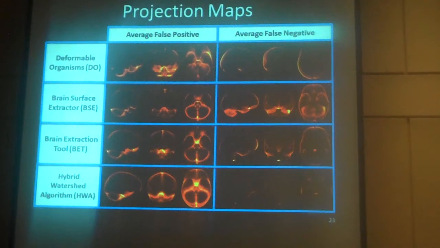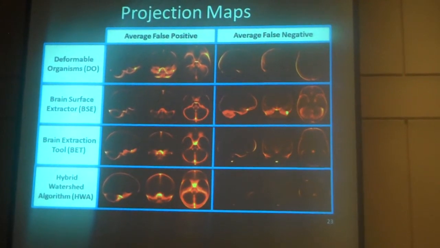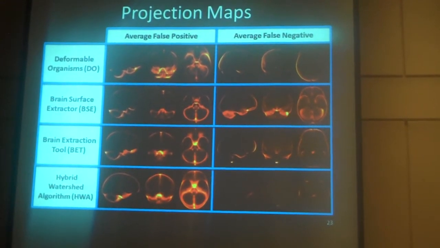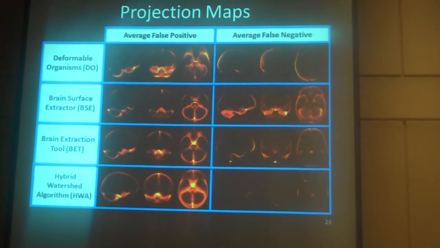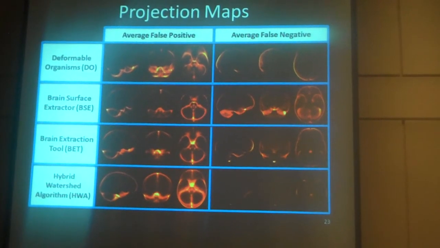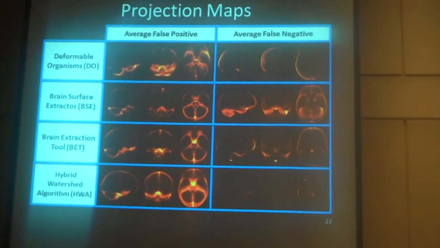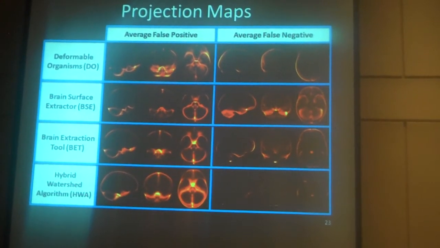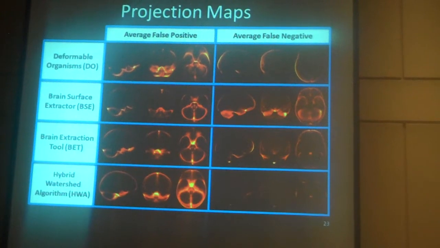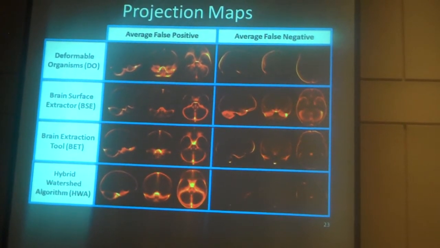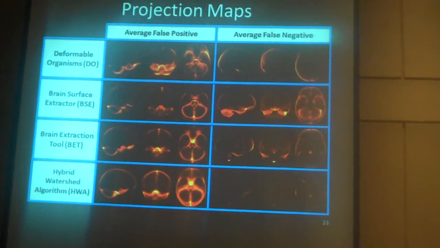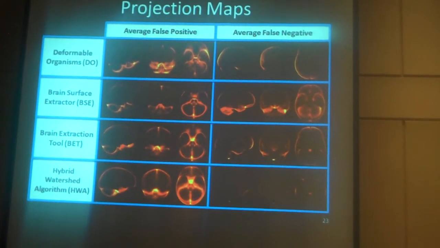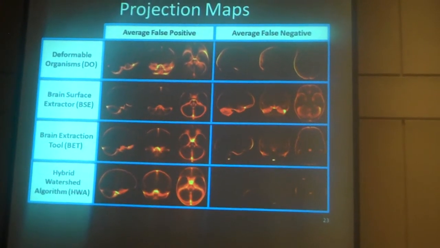The brain surface extractor and brain extraction tool keep too many voxels in the posterior part of the occipital lobe. And the hybrid watershed algorithm includes too many voxels throughout the boundary of the brain. Because of this, it has a very small average false negative error, shown in the second column, which captures where your algorithm crops out too many voxels. Our deformable organisms method did do a good job at delineating the medial longitudinal fissure, which is the groove that separates the 2 brains.